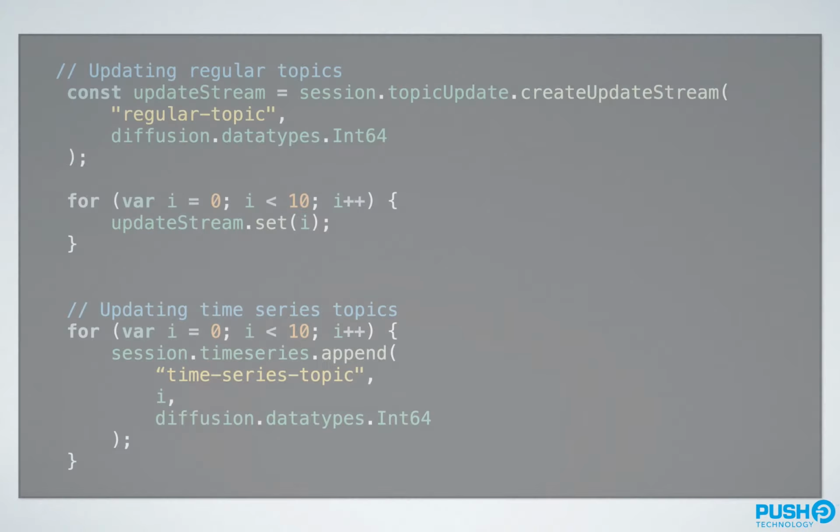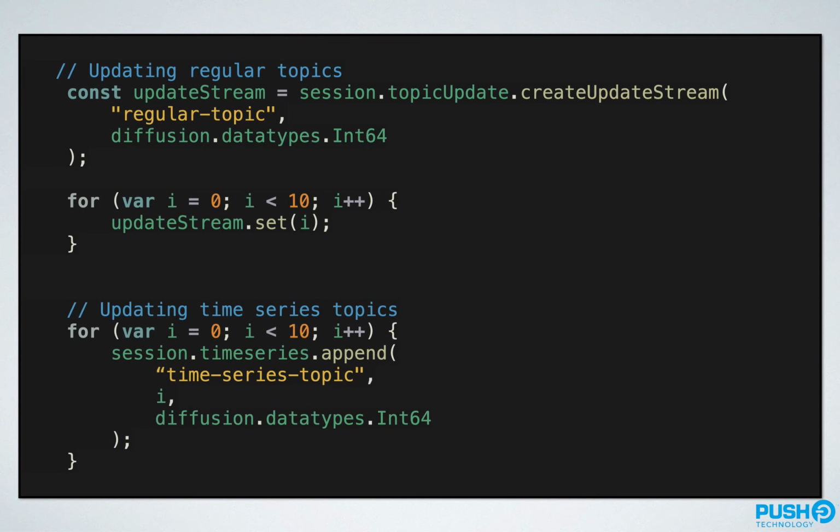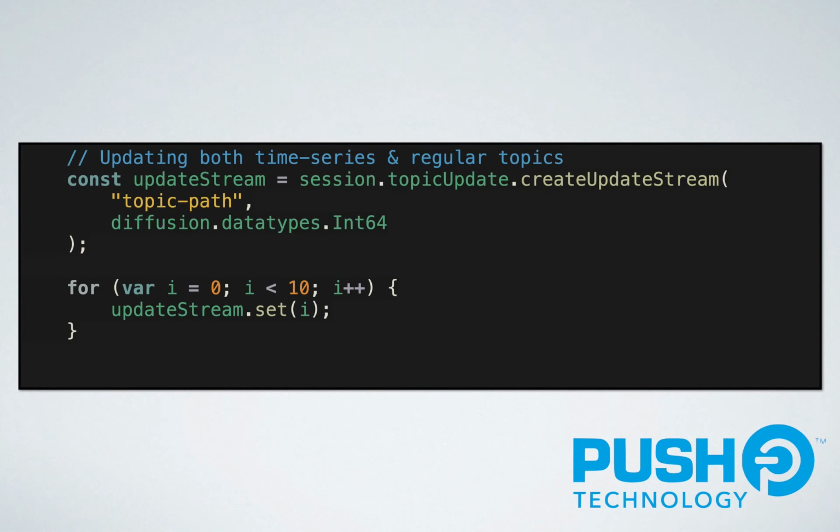You can now update a time series topic using the same update stream API as is used to update other topic types. To append data to a time series topic, you previously had to use the time series API. From version 6.6, the developer can update a time series topic as they would a non-time series topic using the update stream. In the broadest terms, updatestream.set now equates to timeseries.append when addressing a time series topic.